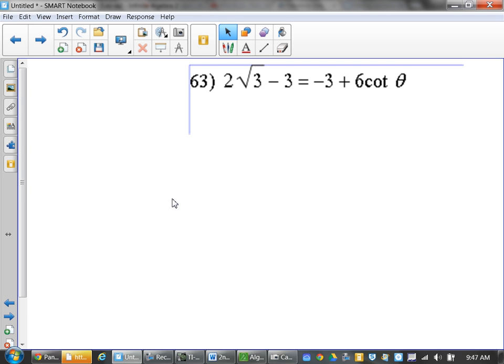So in this one here, I'm going to add 3 from the right to the left, and then I'm going to divide by 6. So I wind up with root 3 over 3 is the cotangent of theta. Okay. Cotangent is adjacent over opposite.